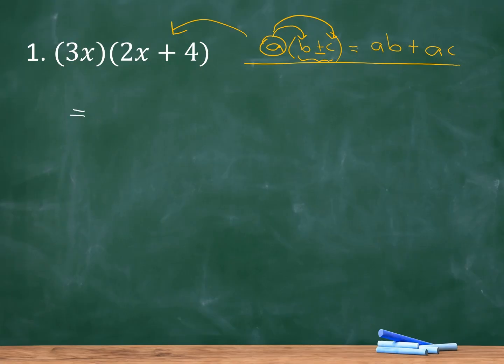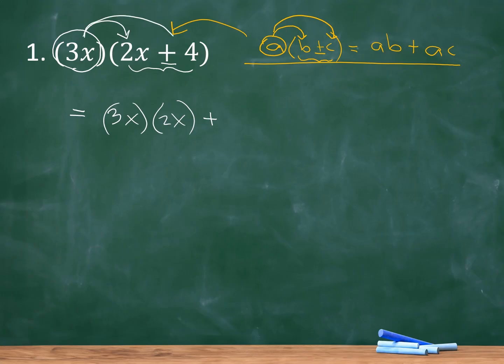We will apply this concept in multiplying 3x and 2x plus 4. So what we're gonna do is distribute 3x across the addition inside the parentheses. So we multiply first 3x to 2x. Let's write it here. 3x times 2x. And then we have a plus, so let's write here plus, and then multiply 3x to 4. Let's write it here, 3x times 4.